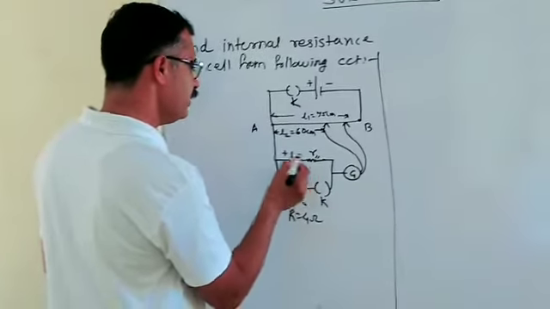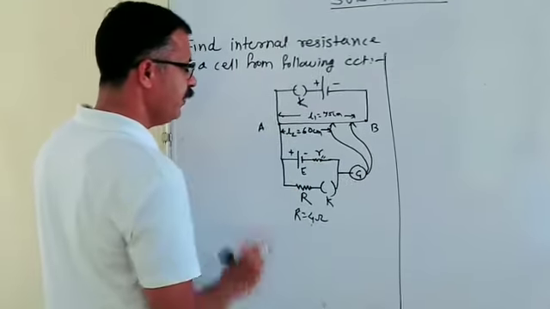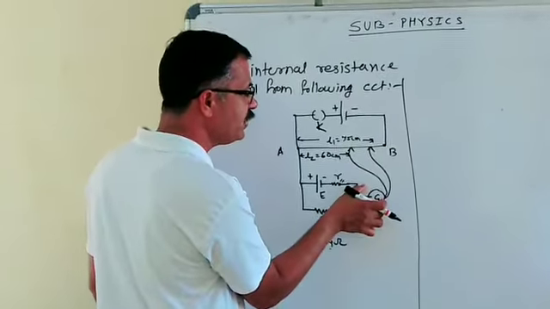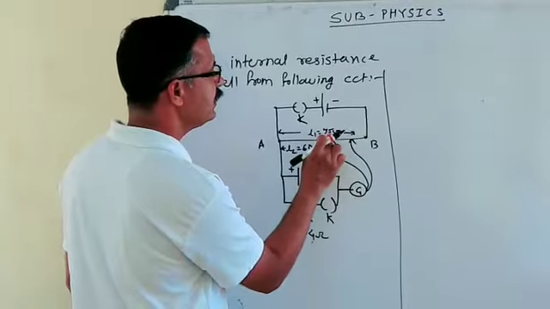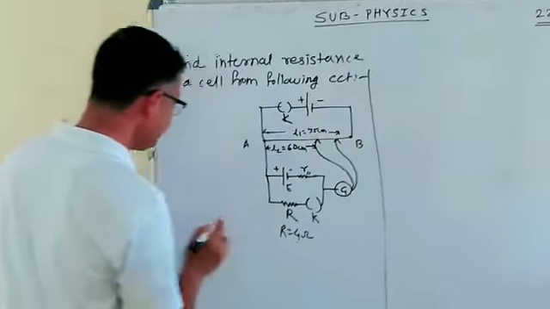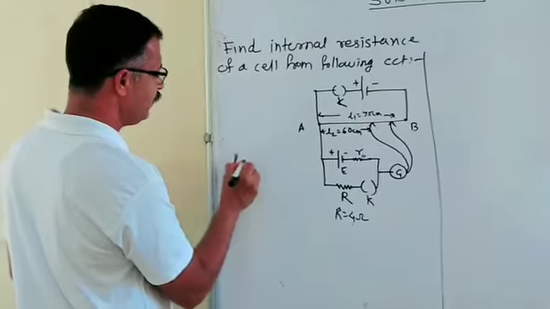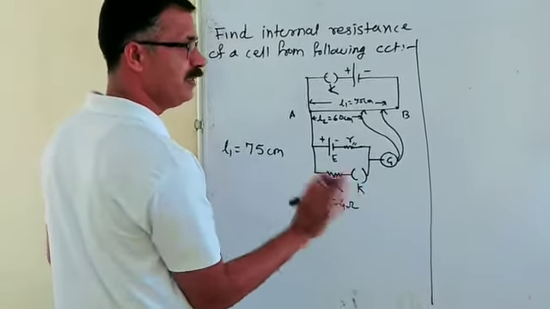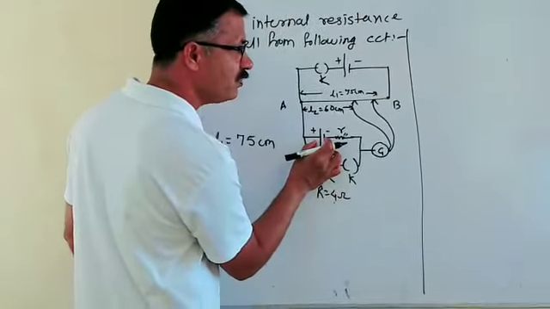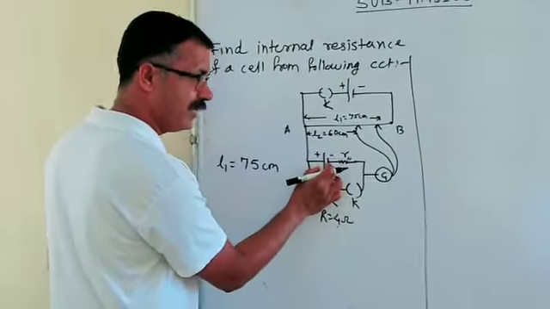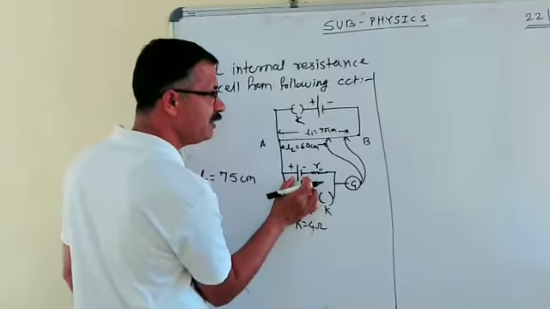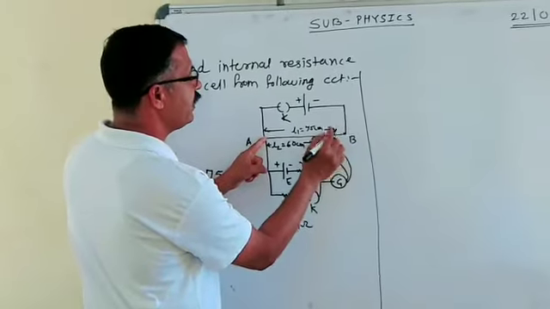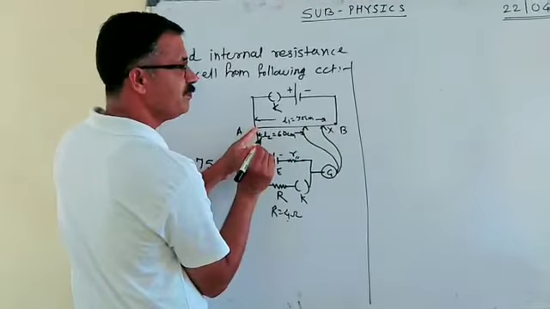This cell is connected to an external resistor whose value is 4 ohm through a key. When this key is open, at that time the galvanometer shows a null deflection and gives the reading 75 centimeter. It means that L1 is equal to 75 centimeter. When the key is open, it means that no current is drawn through this cell. At that time, the EMF of this cell gets compared with the potential difference across this wire. Let us consider it is AX.